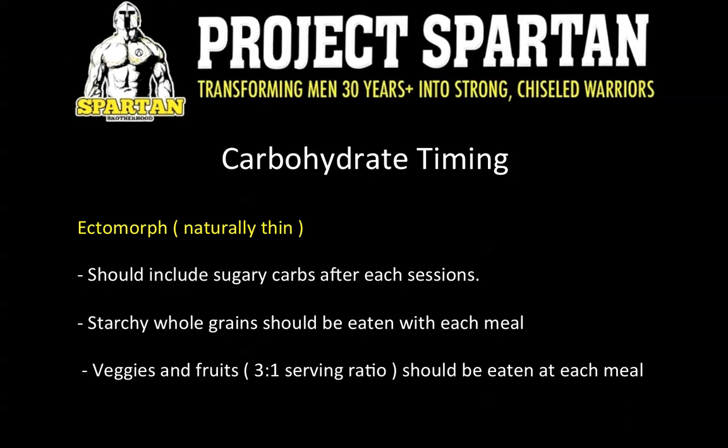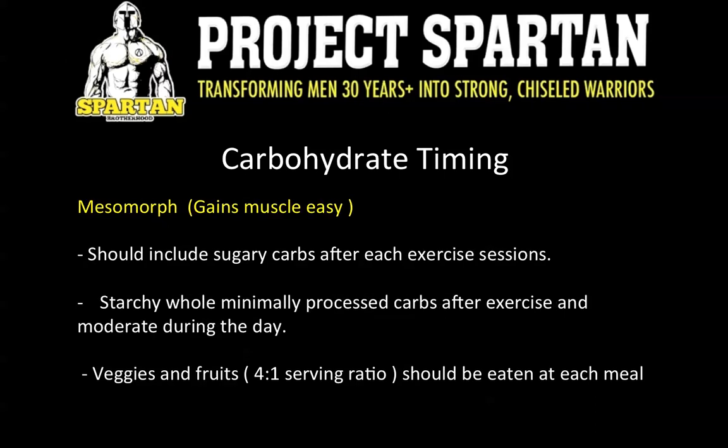You've got a lower, you can absorb those starchy whole grains a lot better than someone like an endomorph. So vegetables and fruit, you're looking at like a 3 to 1 serving of veggies to 1 serving of fruit. You can eat those with each meal. Very, very simple. Okay, carbohydrate timing for your mesomorph though, the one that we hate, which is the naturally muscular guy.